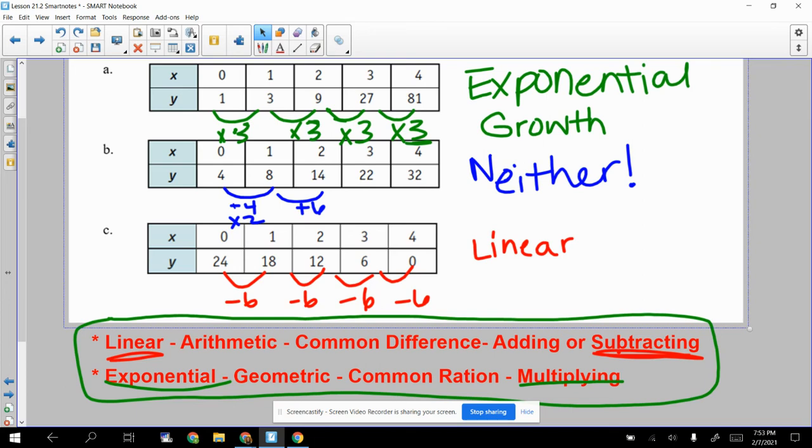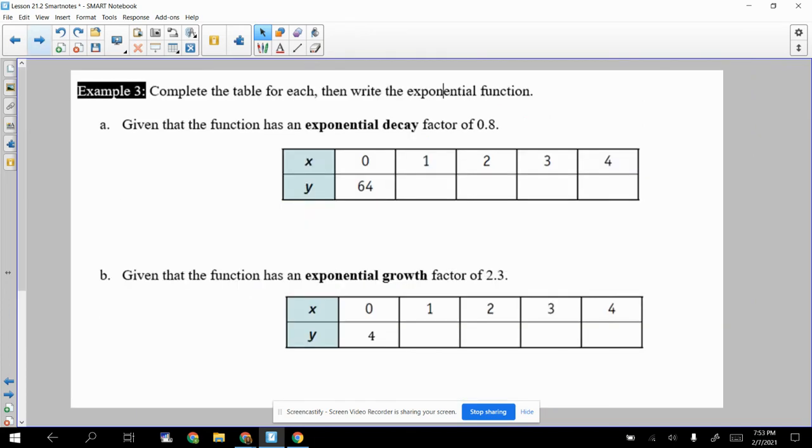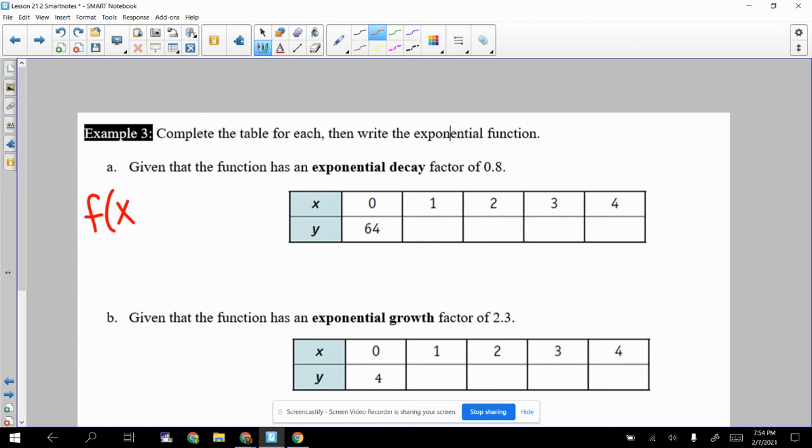Okay. And last part here is that we might need to fill in a table. So these say complete the table for each item, then write the exponential function. Given that the function has an exponential decay factor of 0.8, we are going to have to write the function. So first of all, in order to write the function, we are going to write it as f of x. And then because it gave us the decay factor, that's actually your a. I'm sorry, your b. My mistake.